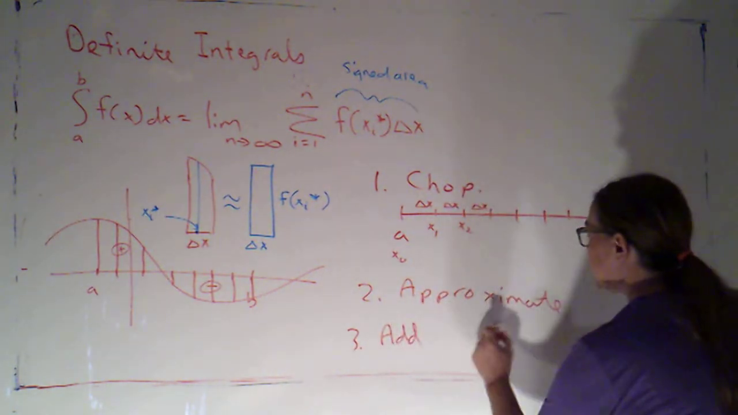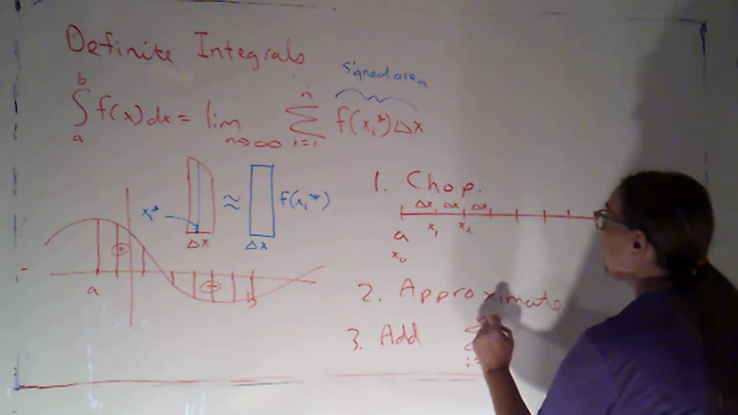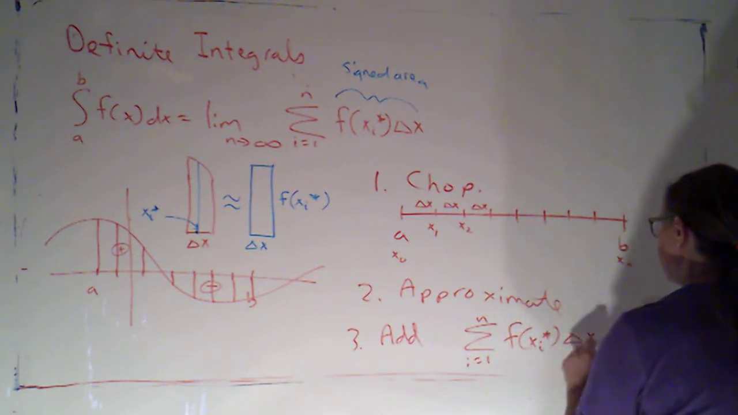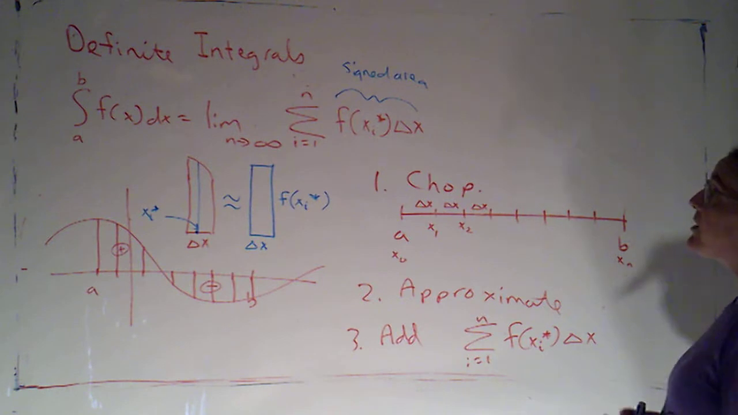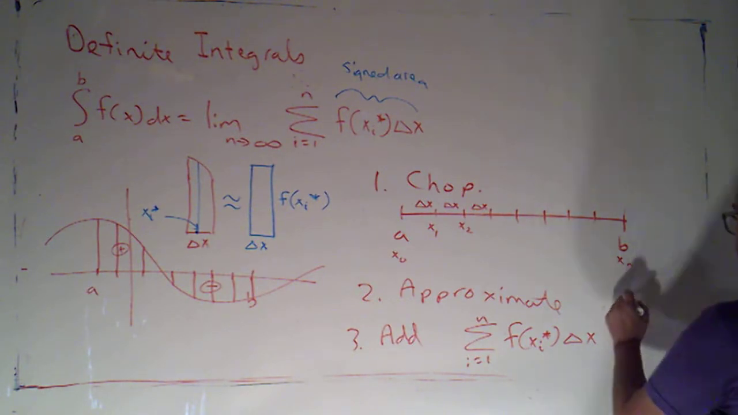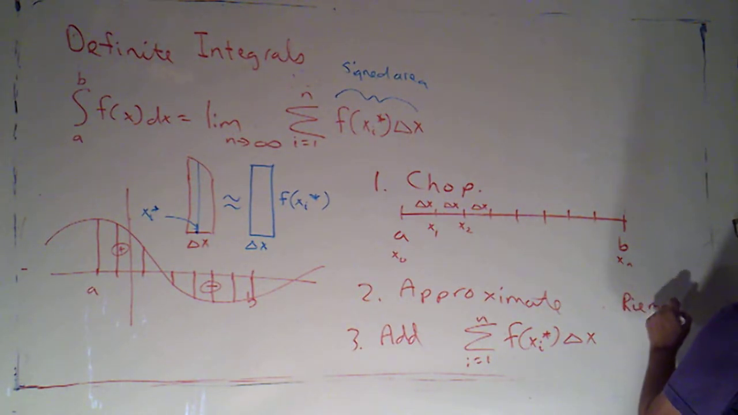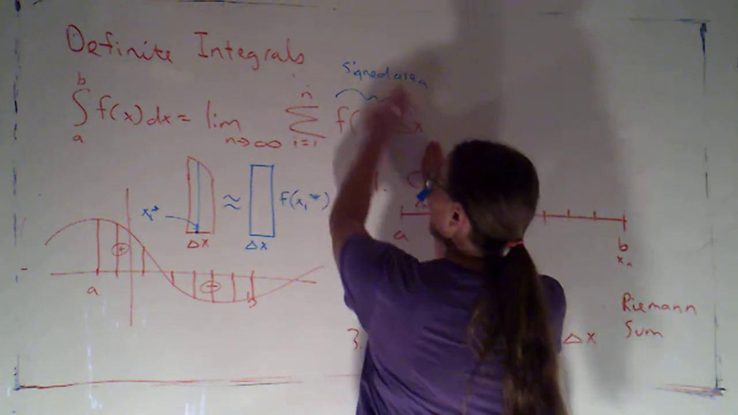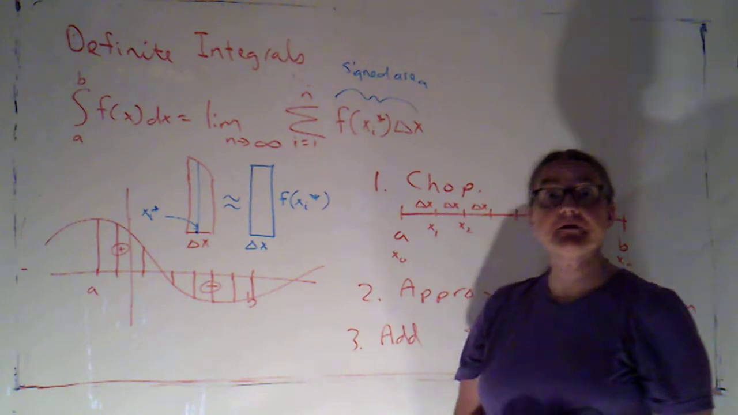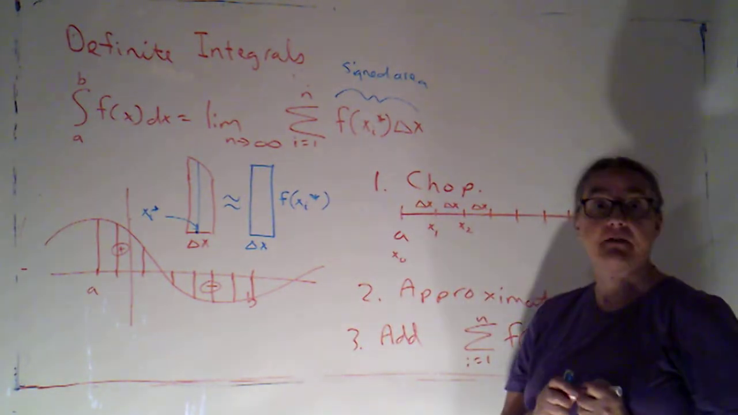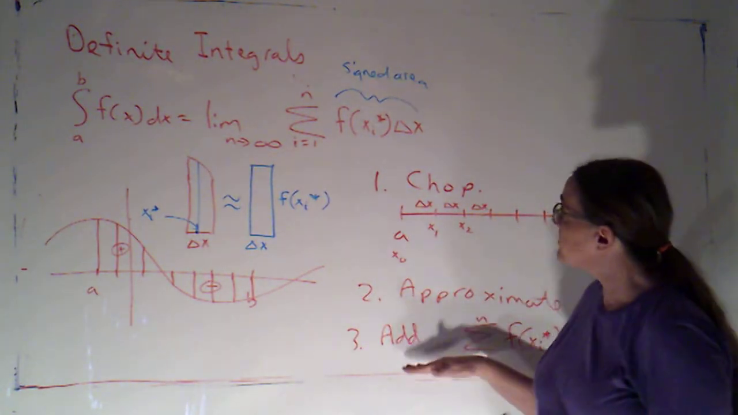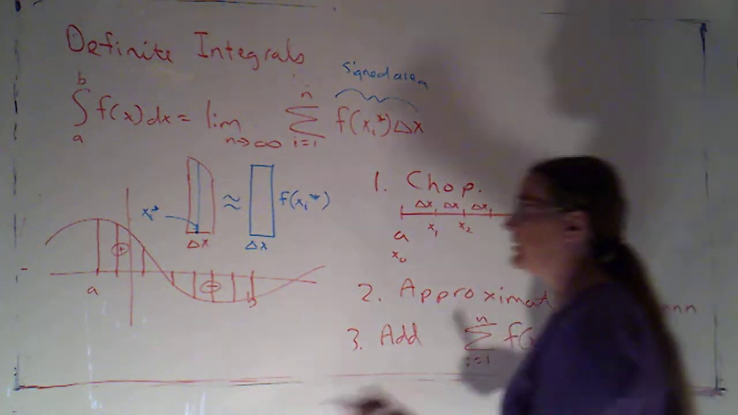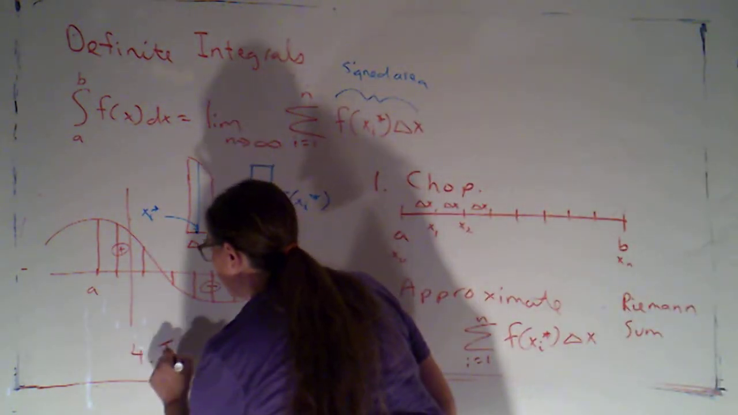And of course, when we add, we get the sum as i goes from 1 to n of f of xi star times delta x, and we call that thing a Riemann sum. So it's just a sum of signed areas of rectangles that approximates the value of our definite integral. Okay. So those 3 steps allow me to approximate a definite integral, and then step 4, we take a limit.